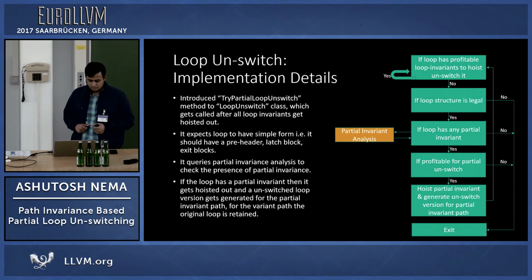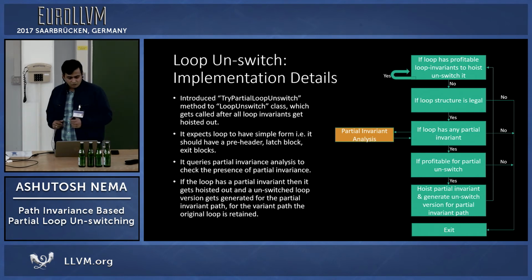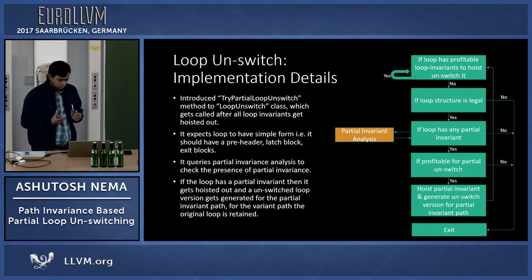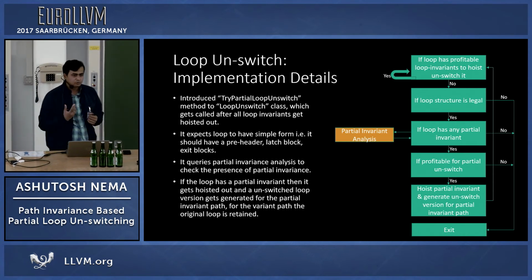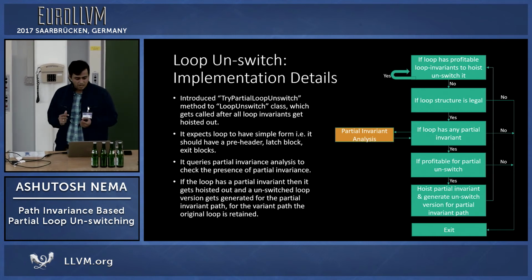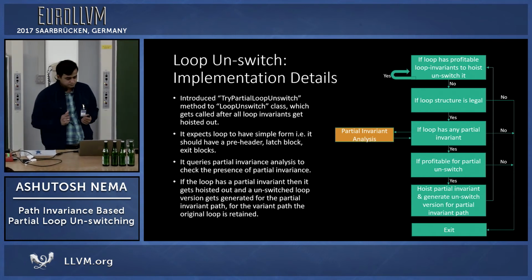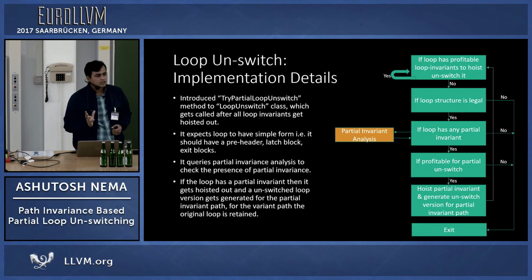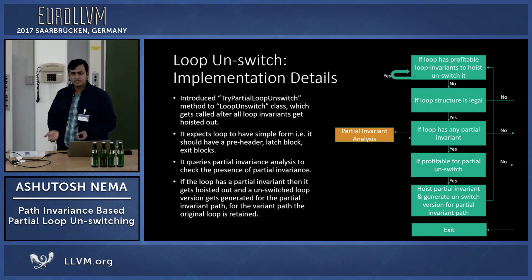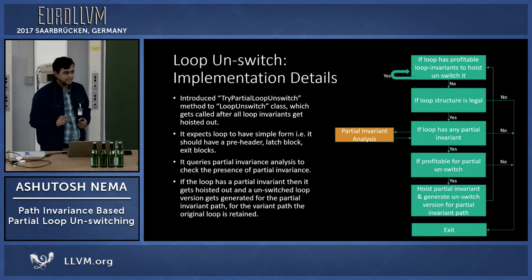The existing loop unswitching just looks for loop invariants and tries to move all the loop invariants outside the loop. It has its own profitability and its own legality checks. Once all the loop invariants are moved outside, it simply exits. At that time, we'll take control.